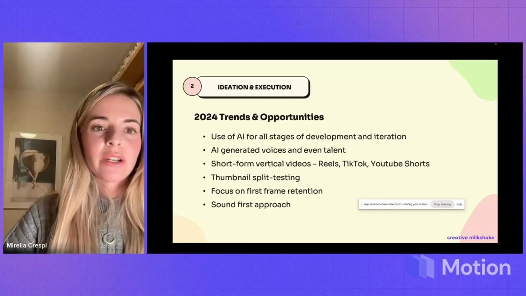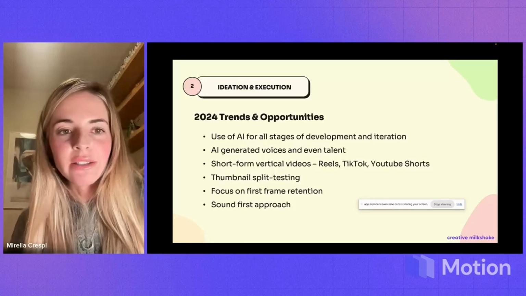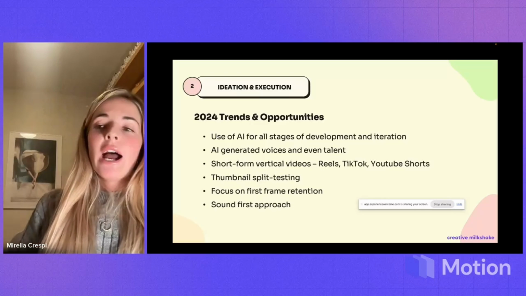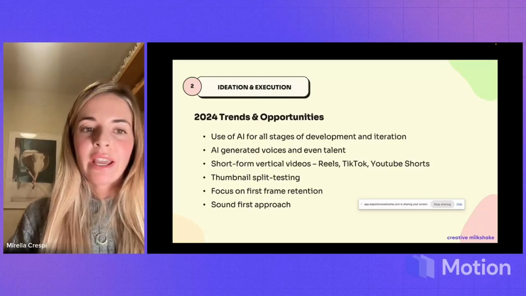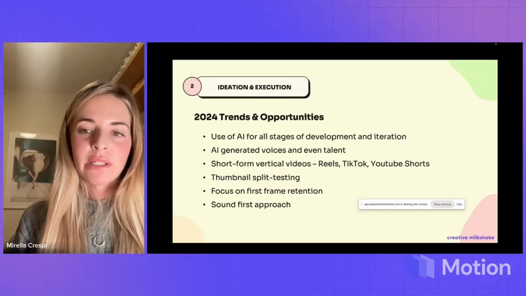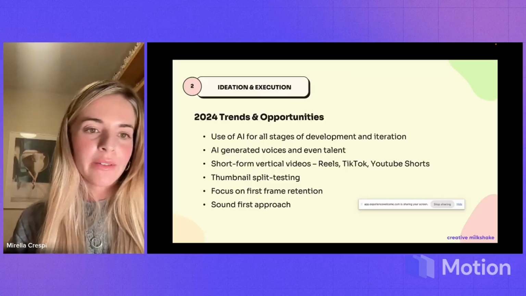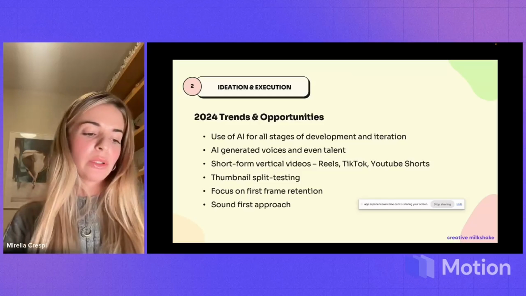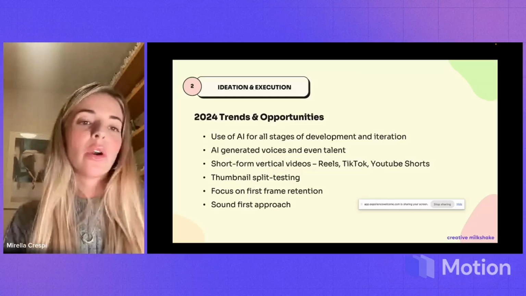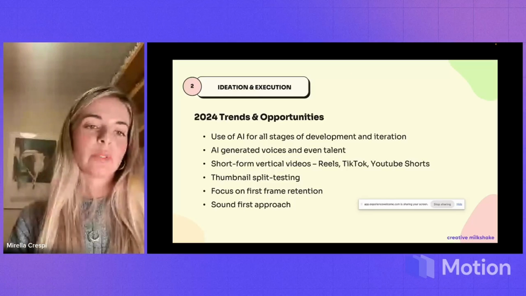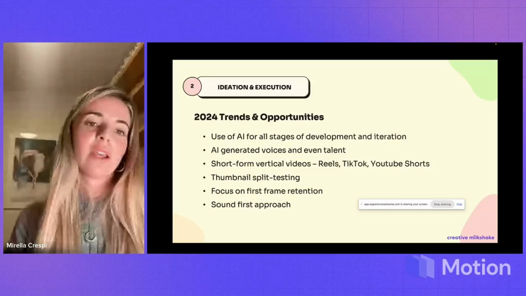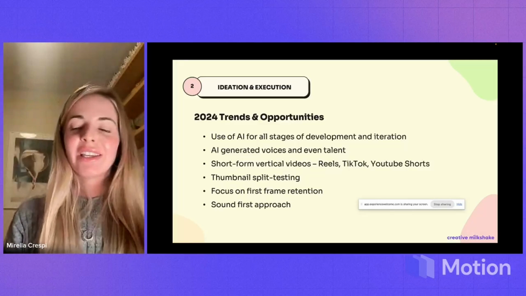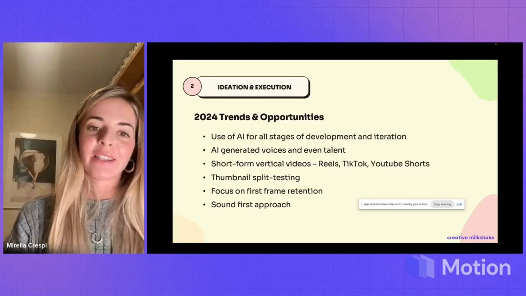When it comes to creative ideation and execution, looking ahead to 2024, I think that the teams that are using AI for all stages of development and iteration are going to be ahead of the game. So that means using AI to help you with ideation, help you with the execution in terms of pumping out scripts and changing tones and changing personas and things like that.